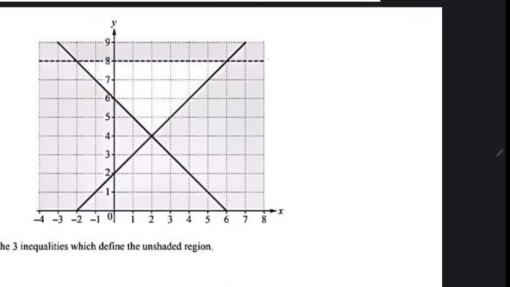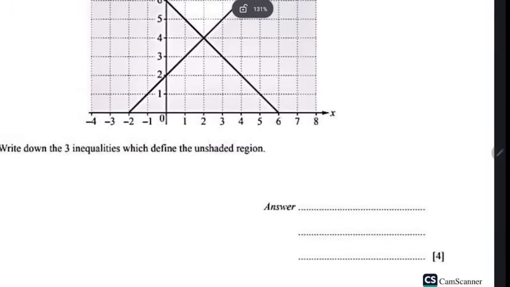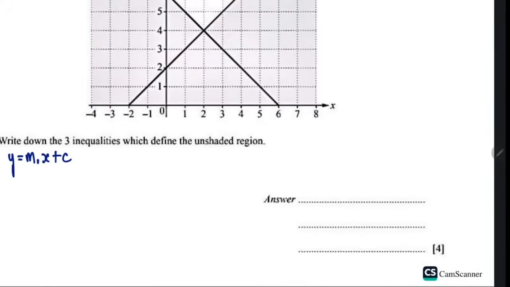This is the line y equal to 8. Okay, it cuts 8 on the y-axis and stays there. This one here, it's slanted, so we're going to say y is equal to, we can even just call it m1x plus c. We see, where does it cut here? It cuts at 2. So you have y is equal to m1x plus 2, because it cuts at 2.